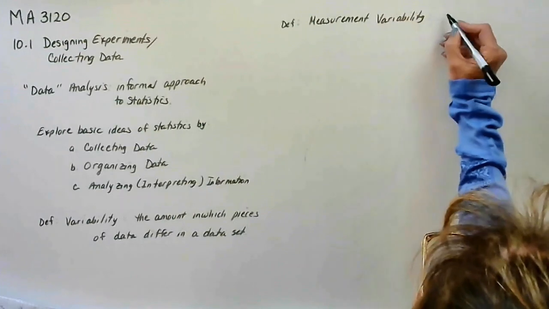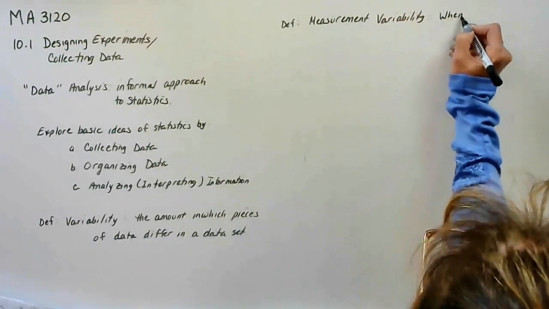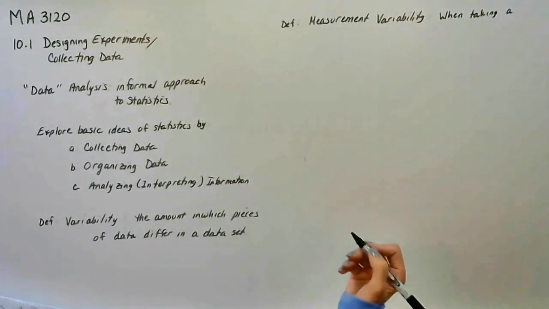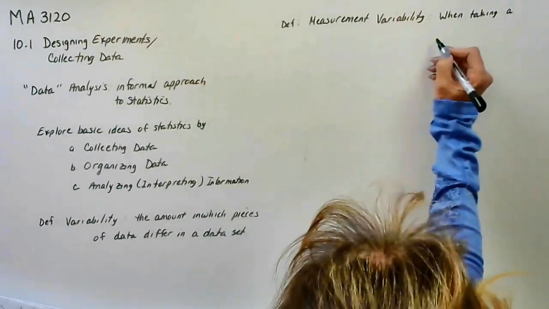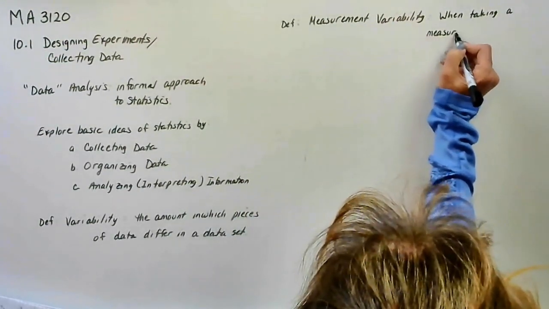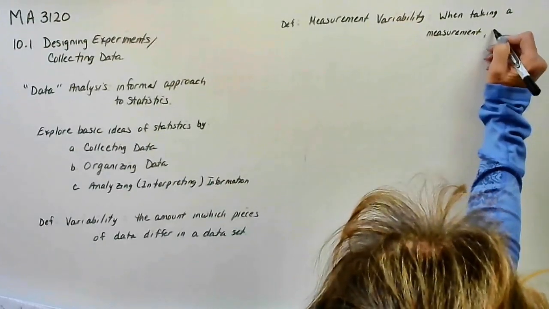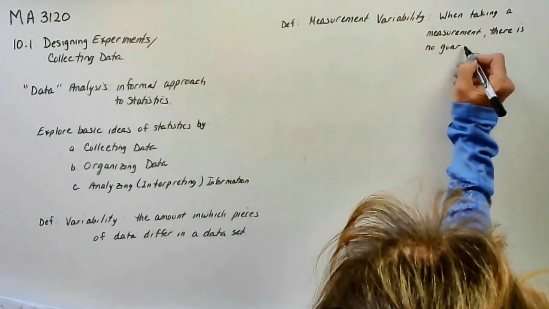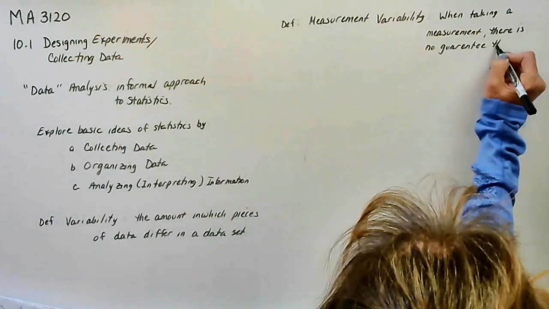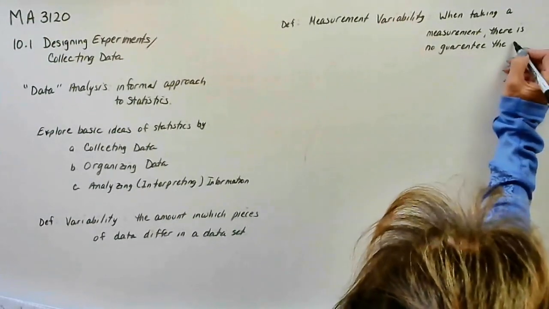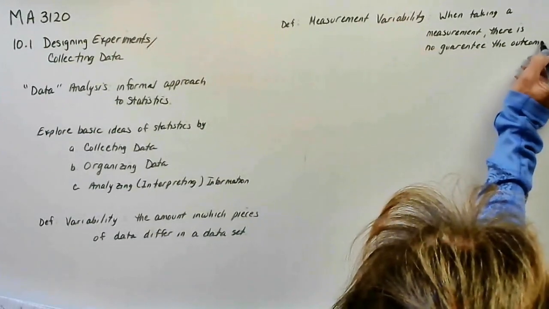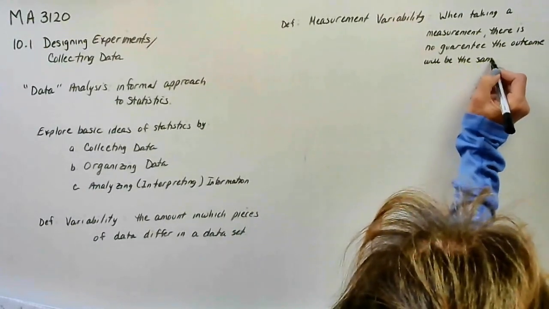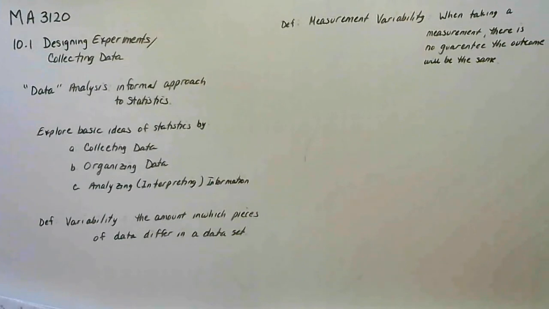So measurement variability. When taking a measurement, there is no guarantee of having the same outcome, or that the outcome will be the same. Right, so you're taking some sort of measurement.